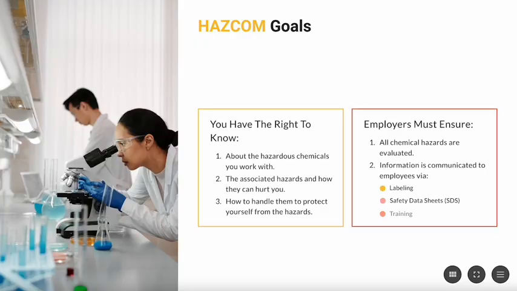Here are the HAZCOM goals. To inform you about the hazardous chemicals you work with, including the associated hazards and how they can hurt you. To teach you how to handle hazardous chemicals safely to protect yourself from the hazards. To meet these goals, employers must ensure that all chemical hazards are evaluated and that the necessary information is communicated to employees through labeling, safety data sheets, and training.